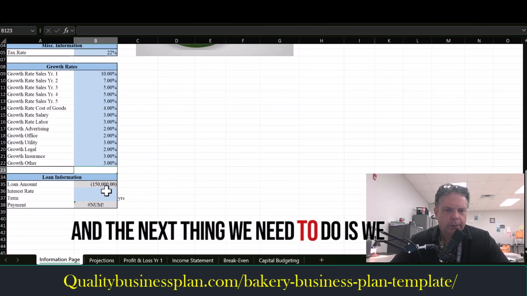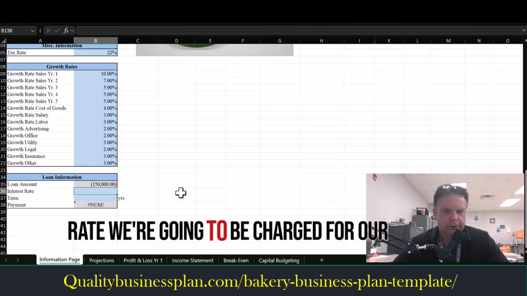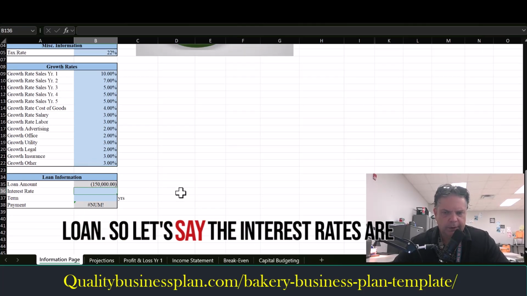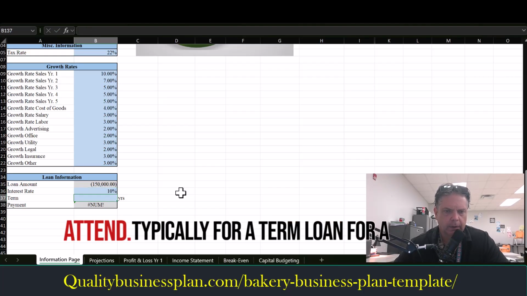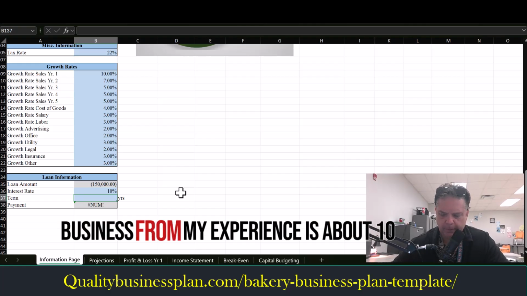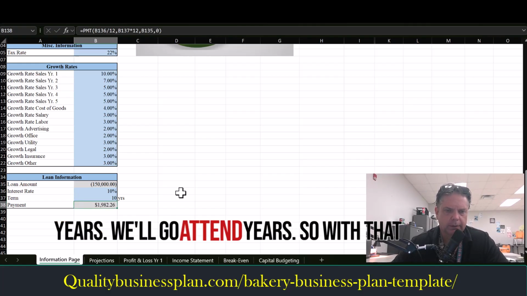And the next thing we need to do is figure out what kind of interest rate we're going to be charged for our loan. So let's say interest rates are going to be anywhere between 8 and 12%. So we're going to just go in the middle and go with 10. Typically for a term loan for a business, from my experience, is about 10 years. So we'll go with 10 years.